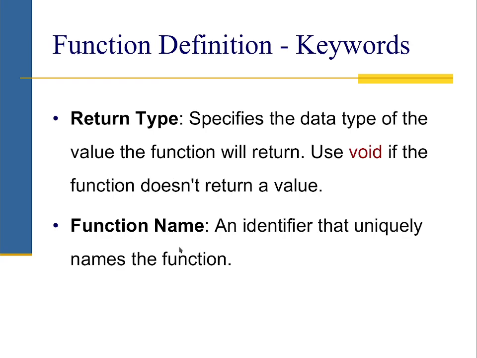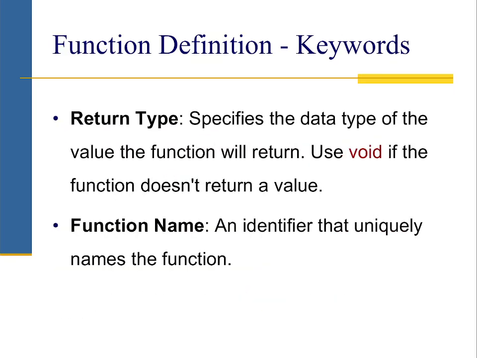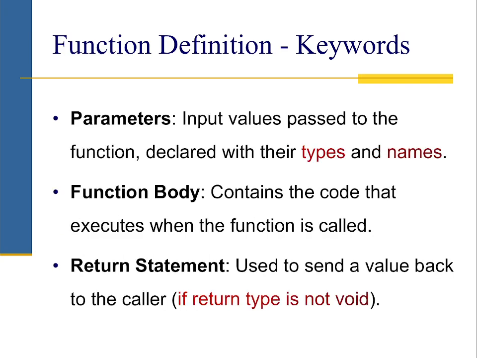So the keywords you are supposed to know is the return type. It specifies the data type of the value the function will return. Use void if the function does not return a value. So if you don't want it to return maybe an integer or something, you just use void. And the function name, an identifier that uniquely names the function. So this is actually your function name. You can name it any name you want, but just like naming variables, it should be reasonable and readable. So the parameters, they are the input values that are passed to the function, and they are declared with their data types and their names.